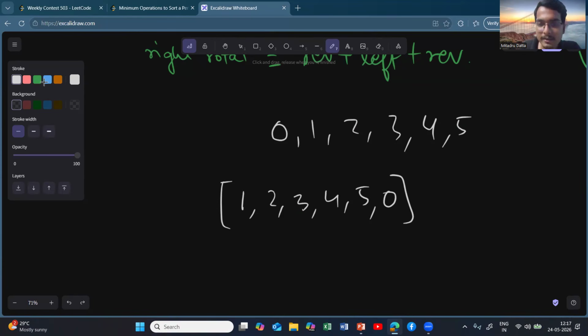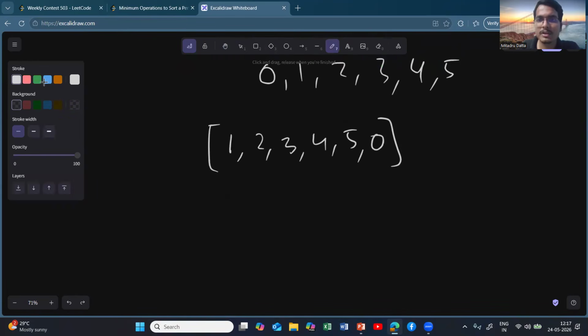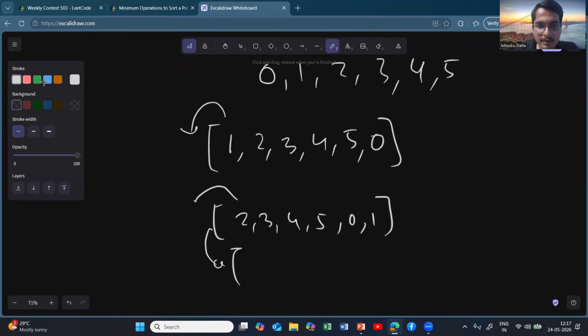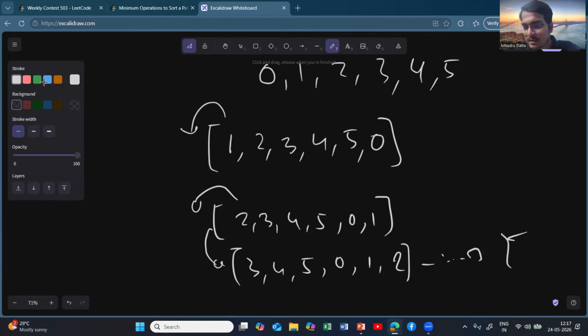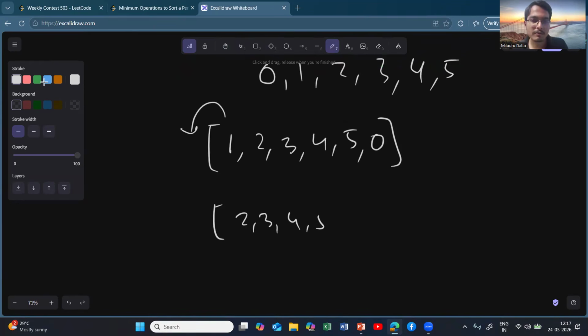Okay, but one thing you notice in this question is that if you try to do only the shifting, first you do the left shift, what you will get? 2 3 4 5 0 1. Then again you will shift once more to the left, then you will get 3 4 5 0 1 2. And again you will shift. After many operations you will reach 0 1 2 3 4. Okay, so you require a lot of operations for this. Instead, I can do one right shift.